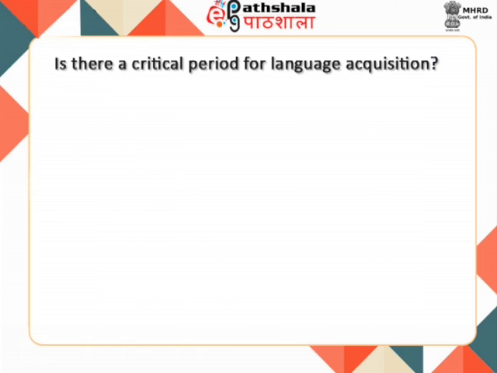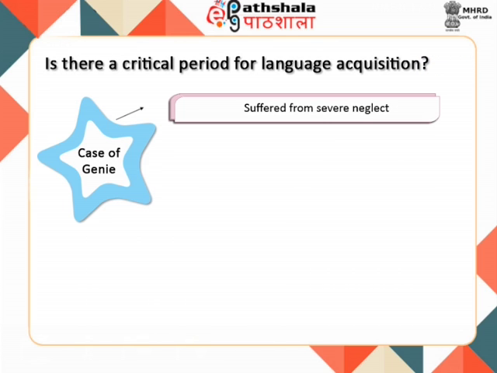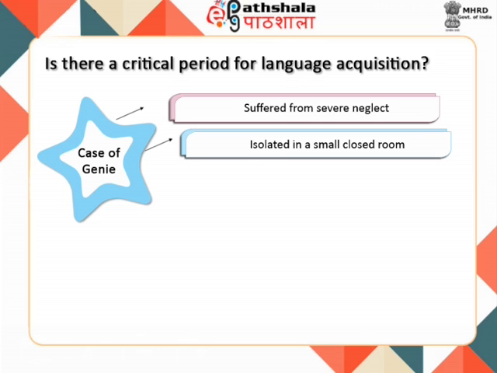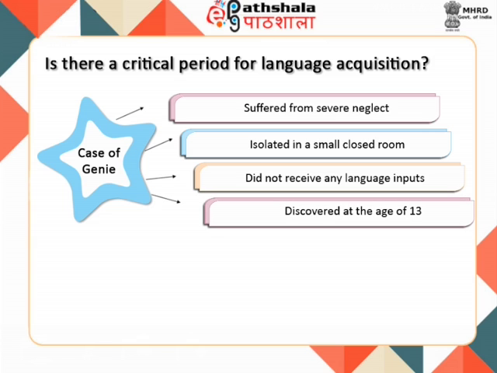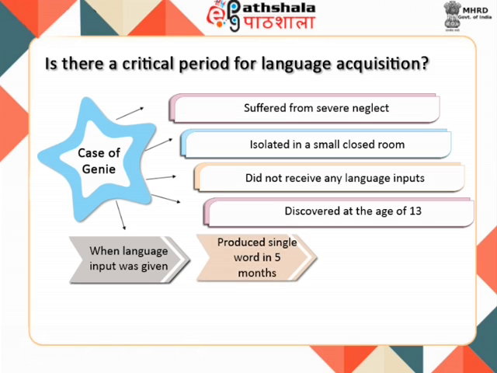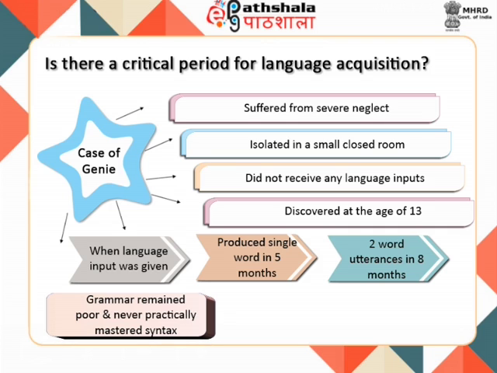Secondly, consider a child named Genie who had suffered severe neglect from about 20 months of age. She was isolated in a small closed room with no interaction with the world outside and did not receive any language inputs, and was discovered at the age of 13 years. When she was given language inputs, she started producing single words 5 months after her rescue and two-word utterances in 8 months. But her grammatical development remained poor and she never practically mastered syntax.